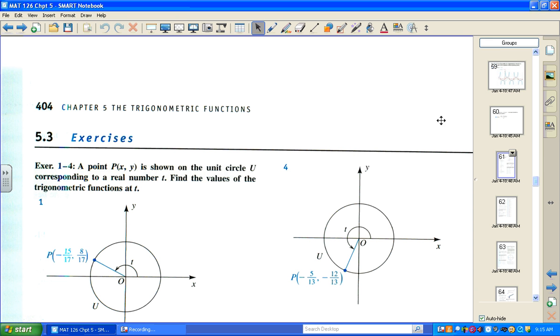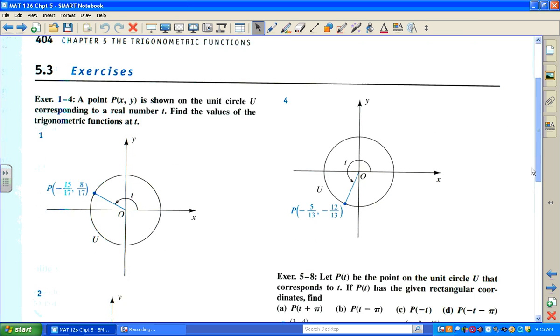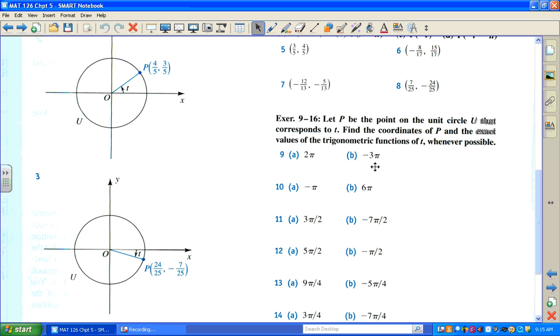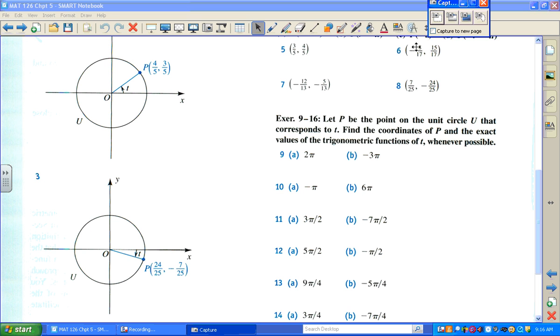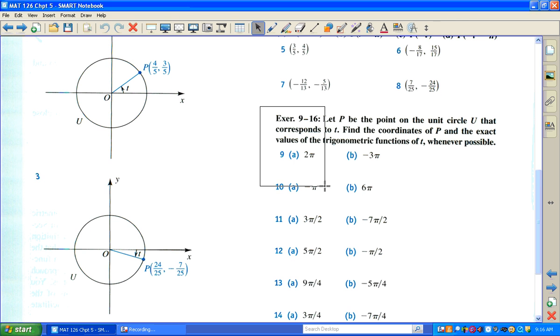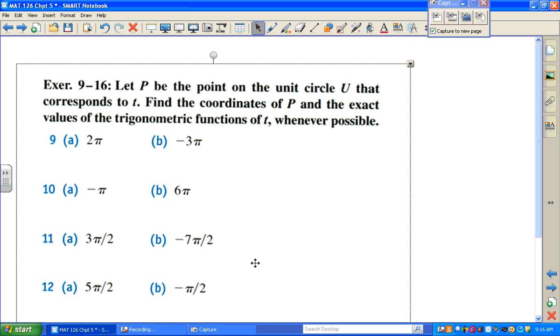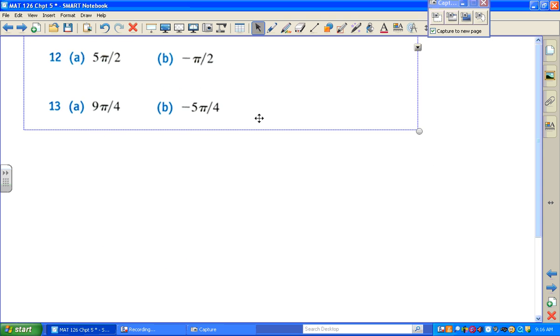13? Numbers 11, 12, 13: find the coordinates of P and the values of the trig functions. Unit circle. A couple ways you can do this one. On 13, find the coordinates of P and the exact values of the trig functions.